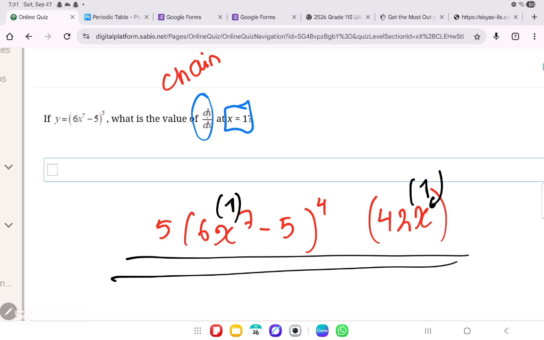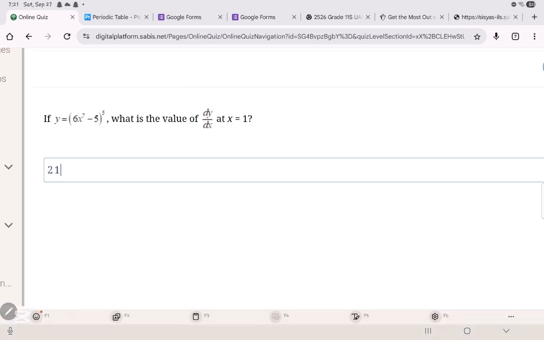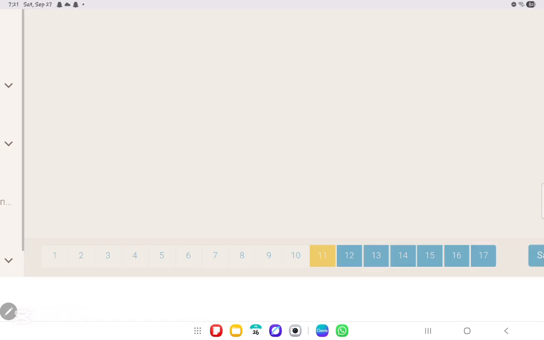So that's going to give us our answer, which is 210. So perfect. Our answer is 210. We'll move on to question number 11.